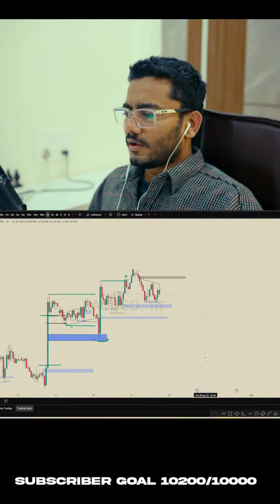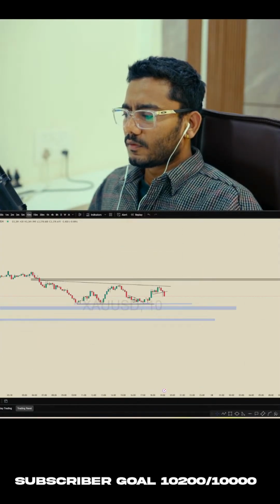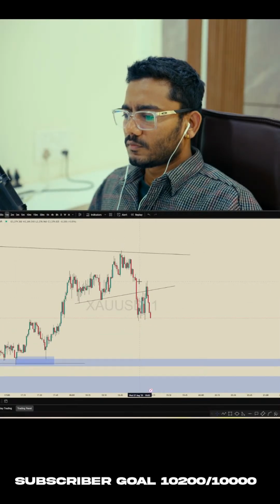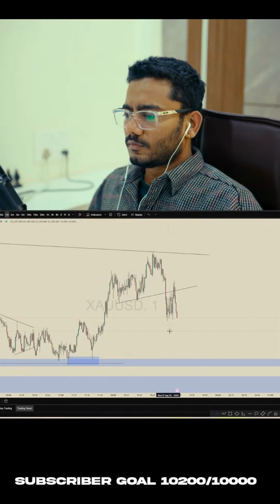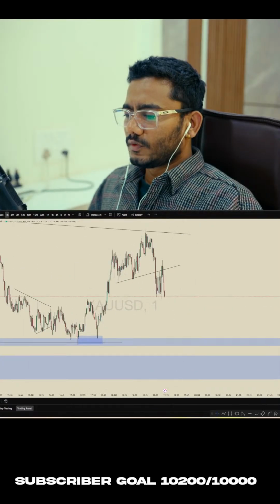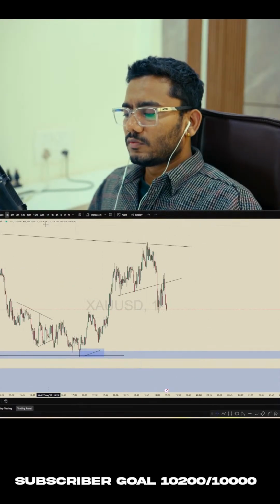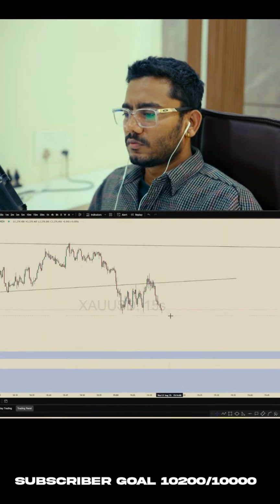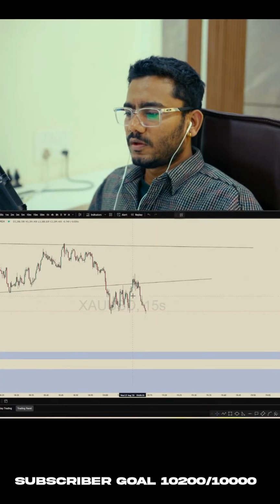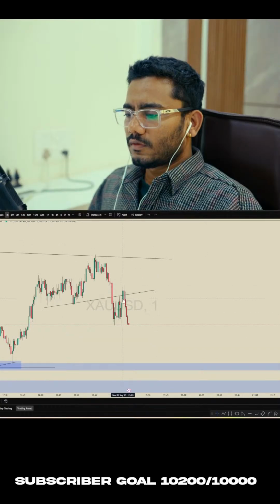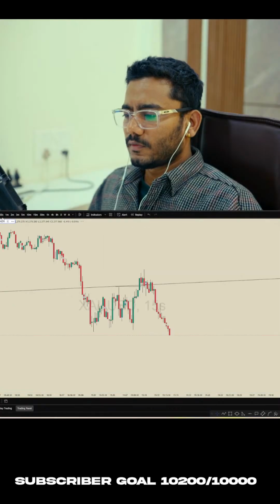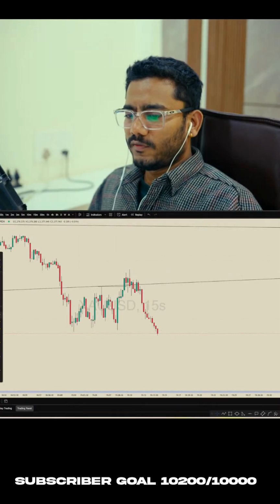Gold is creating liquidity. Yeah, I think so. I think it will sweep out this low. So from here, we can look for a sell side trade. Let's see. So right now, this previous low has been swept out. So I'll go with 0.5% risk.